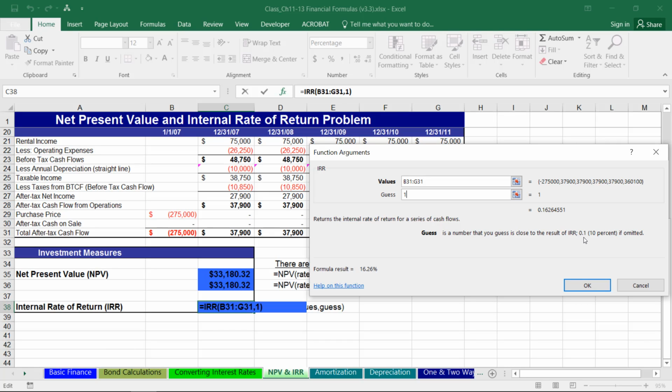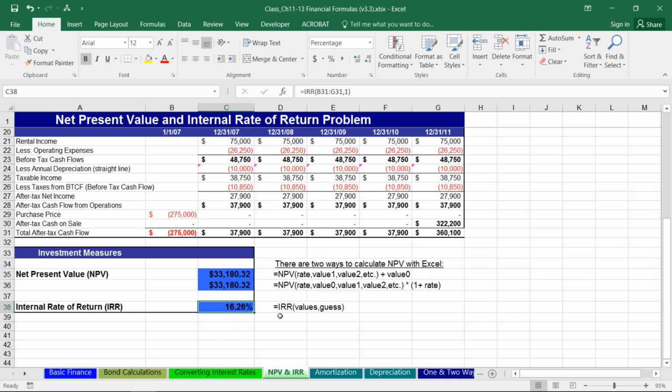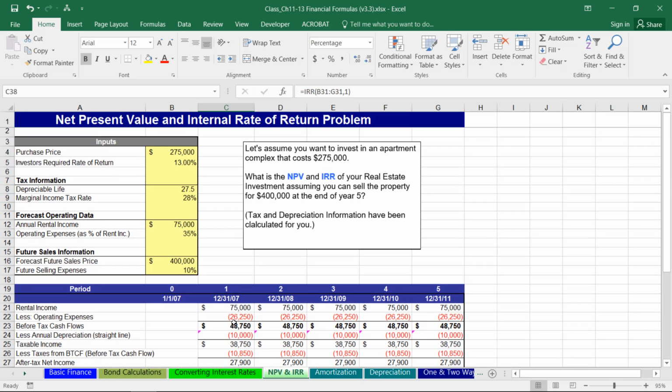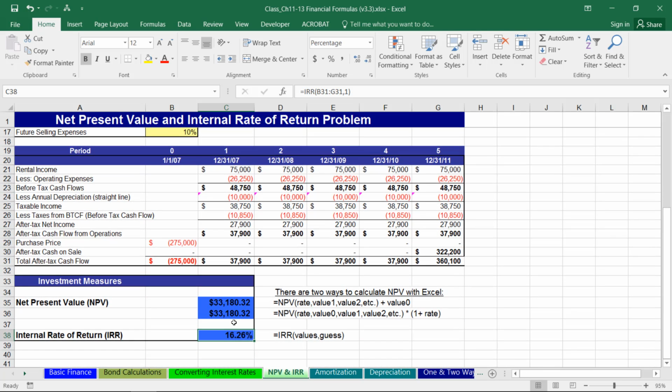When you see a formula with a guess like that, you know that it's a hill climbing algorithm, that it's going to keep putting in new values until it reaches a stable amount. It looks like our internal rate of return is 16.26%. Again, that is higher than our cost of capital of 13%.